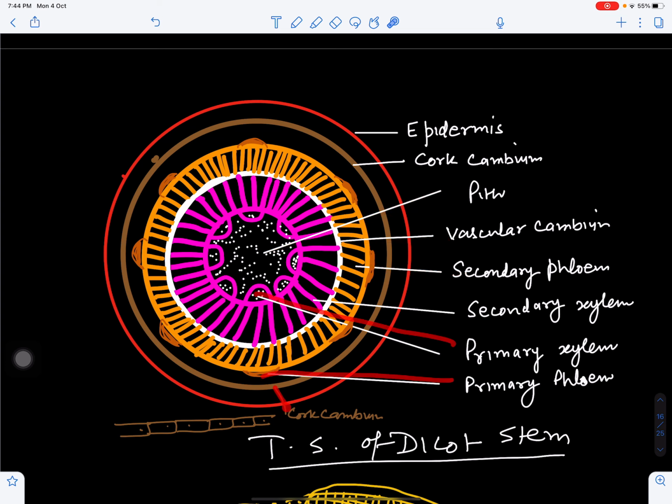Now again diameter will increase, and what will happen? We can see here. This is the diagrammatic sketch actually. This cork cambium will cut off cork toward the outer side and secondary cortex toward the inner side. Now this is the cork tissue which is being cut. Now in certain places we can see loosely arranged cells called as lenticels.